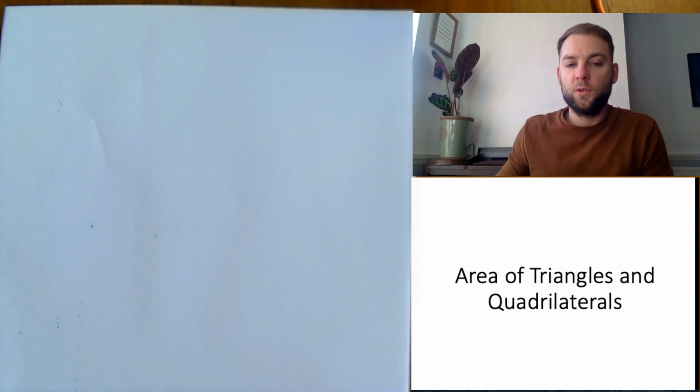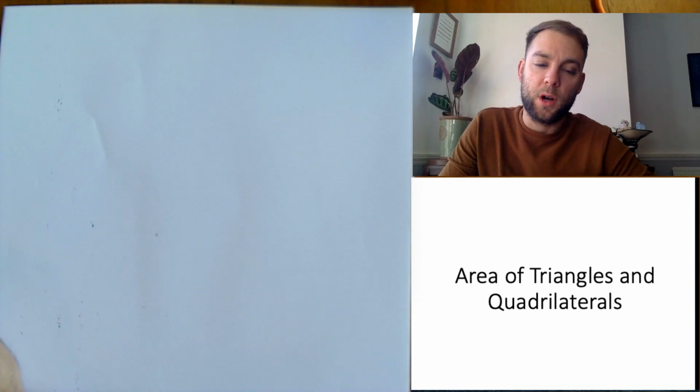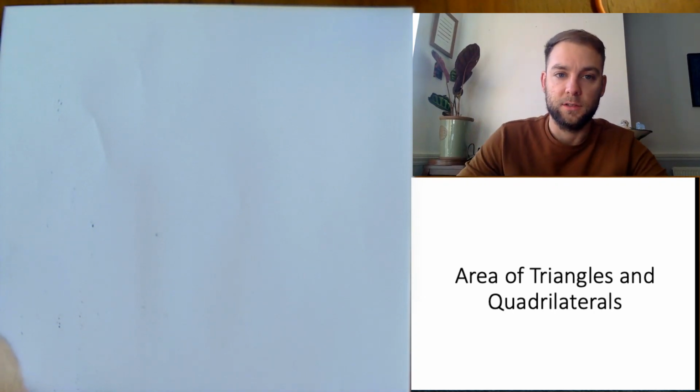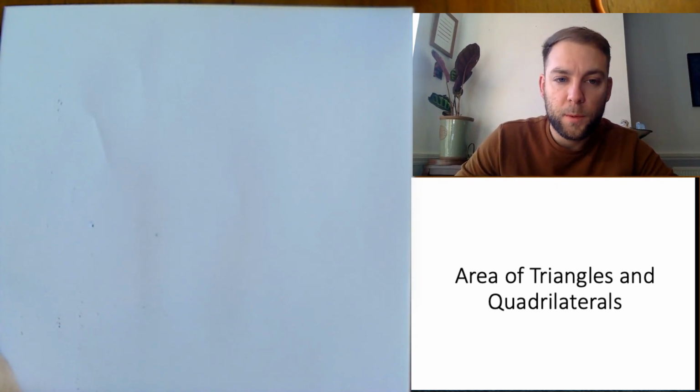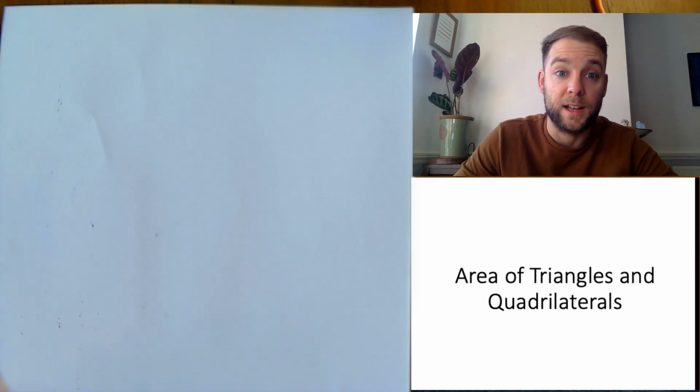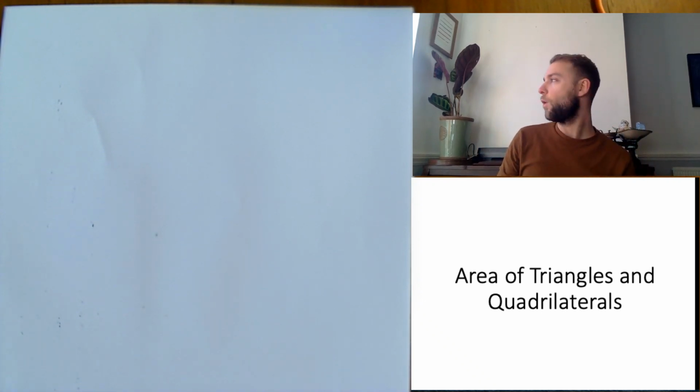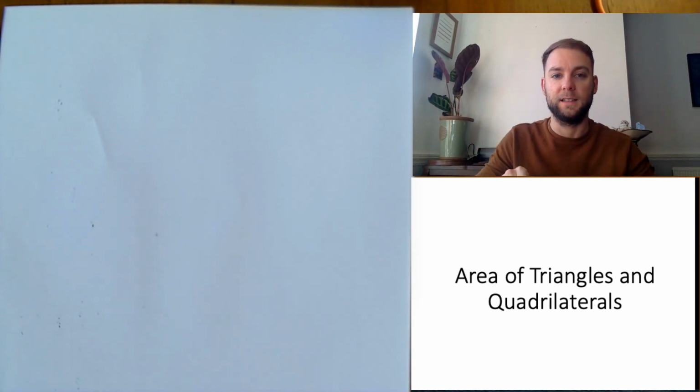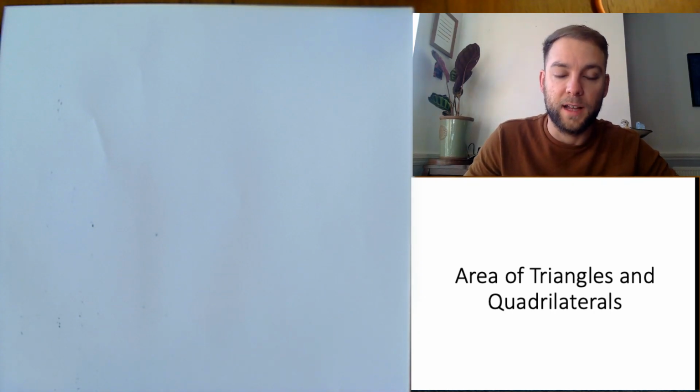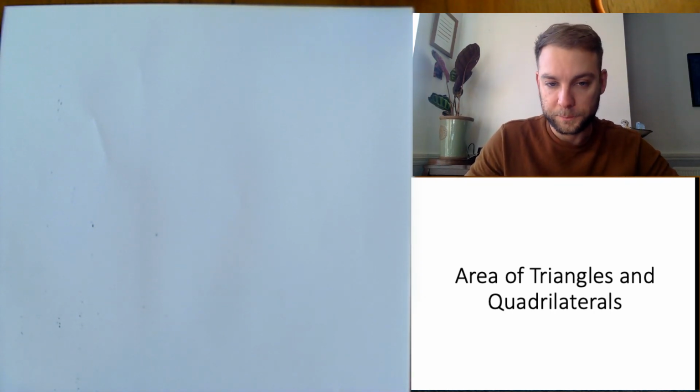Okay, welcome to today's lesson, which is area of triangles and quadrilaterals. Now, it's probably worth mentioning what a quadrilateral is straight away. The word quad comes from four sides. So, a quadrilateral is a four-sided shape.